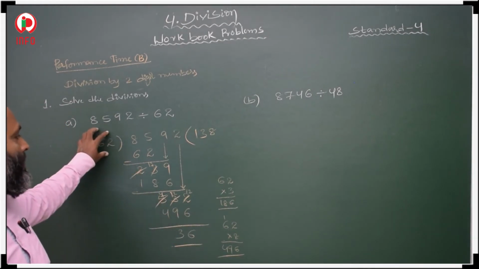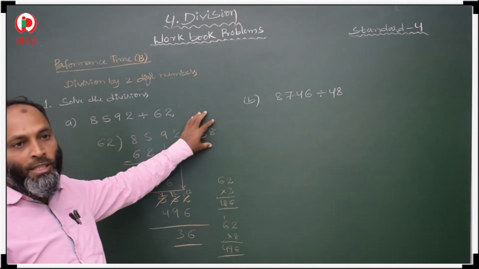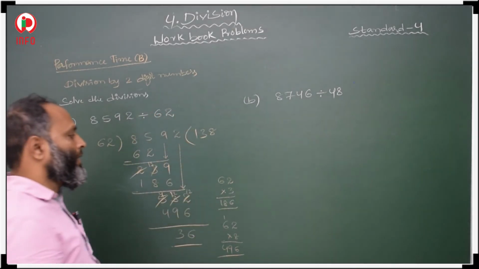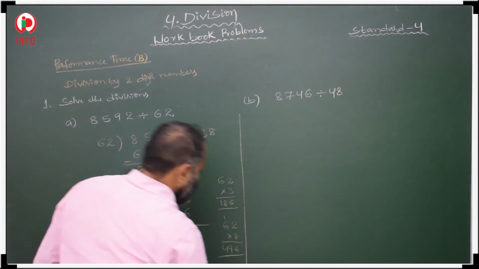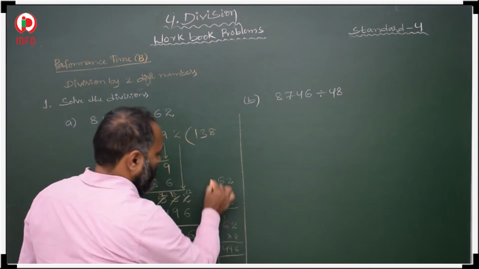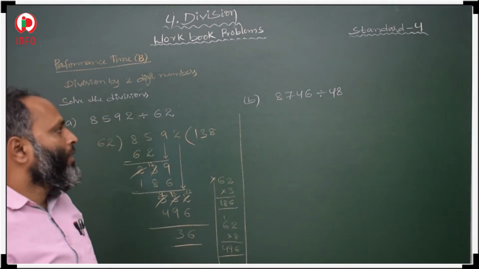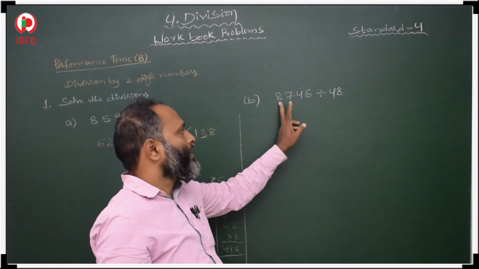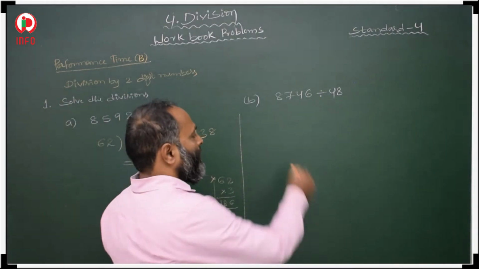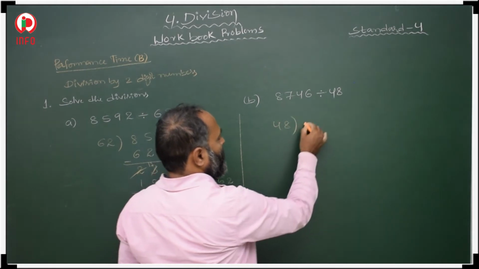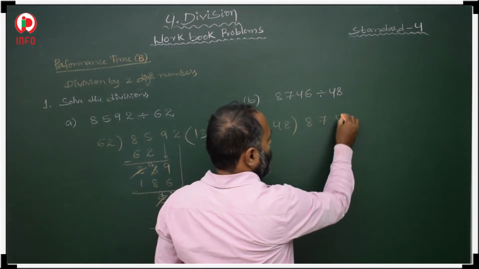So this is our divisor, this is our dividend, this is our quotient, this is our remainder. Okay? This is our rough work. Now here, 48 divides 8746.